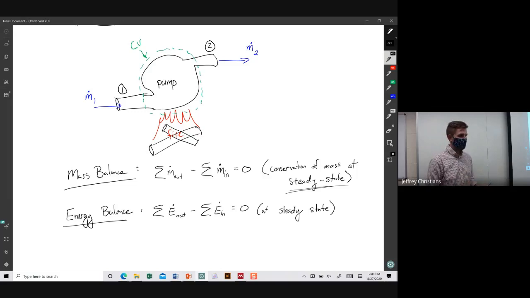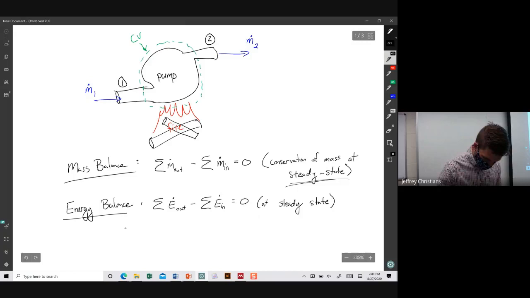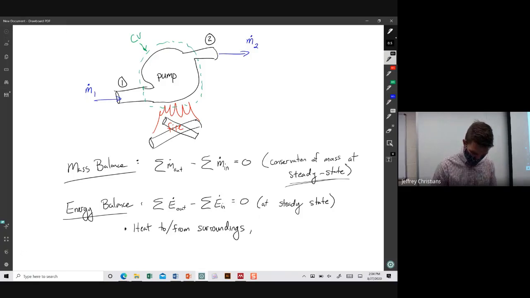Is it the heat and the fire? Yeah, so form of energy number one is thermal energy or heat. We'll call it heat, to or from the surroundings. Our variable for that will be Q.